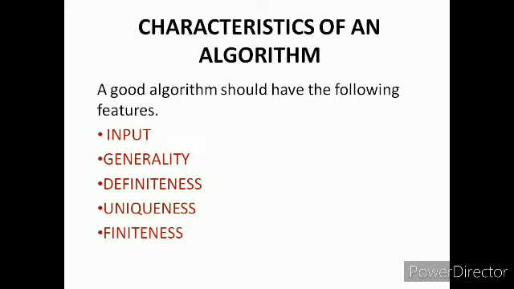The last one is output. After the instructions are executed, the user must get the desired result. So after writing an algorithm, you have to get the desired result, otherwise the algorithm will not be valid, or it will be a type of useless algorithm.